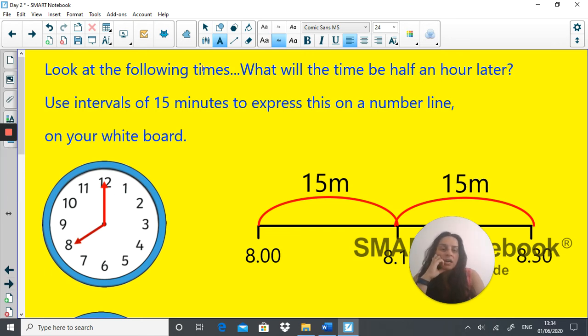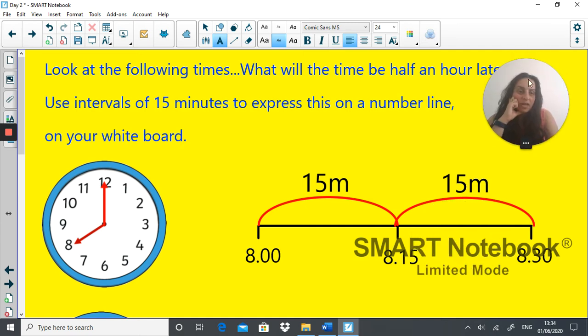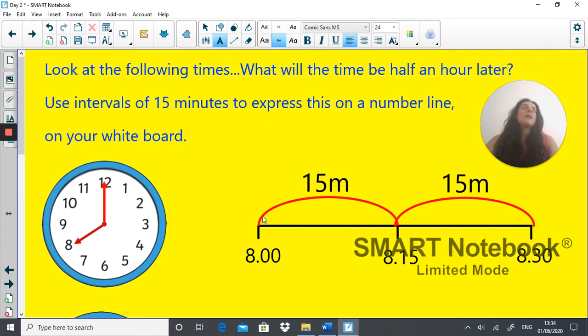Now, look at the following times. What will the time be in half an hour? Use intervals of 15 minutes to express this on a number line on your whiteboard or on your piece of paper. So this is another way that you can calculate elapsed time. We used the line, didn't we? And we added on the 30 minutes to the start time and worked out what the new time would be. Here, because there are two sets of 15 in 30 minutes, it's asking you to use a start time and jump in 15 minutes. It'll be 8, jump 15 minutes, it's 8:15, and jump another 15 minutes and it'll be 8:30. And this is represented by this number line over here.